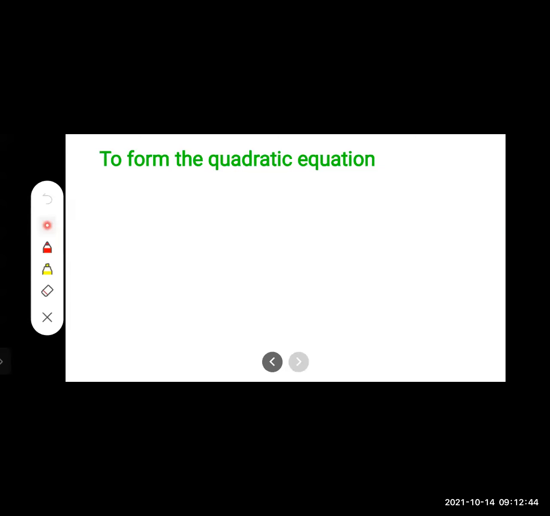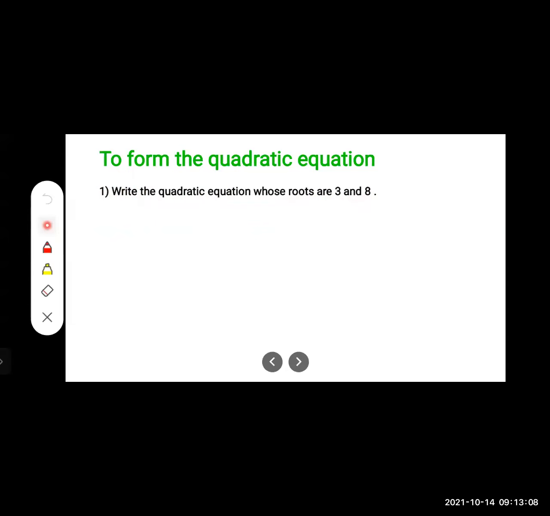Is it clear, children? See, now the question is given. Write the quadratic equation. Sometimes in this place, they write form the quadratic equation, or else frame the quadratic equation. So like that, any term they can use over here. Okay. Write the quadratic equation whose roots are 3 and 8. So roots they have given as 3 and 8.